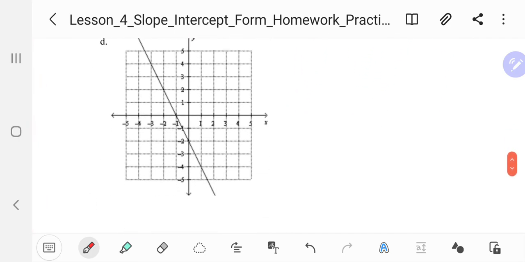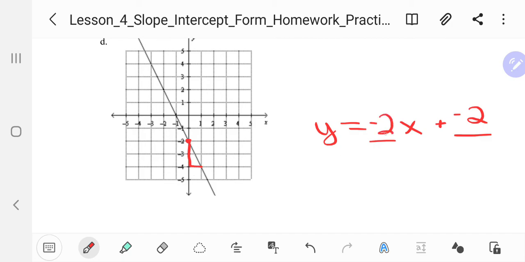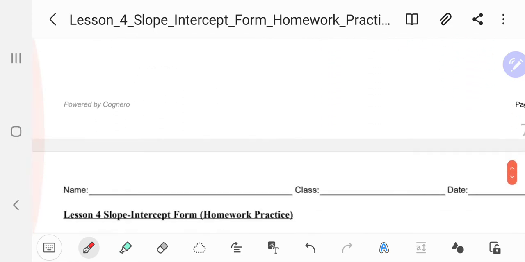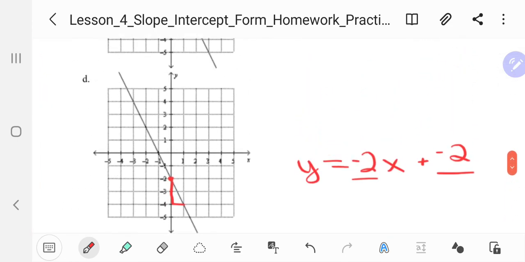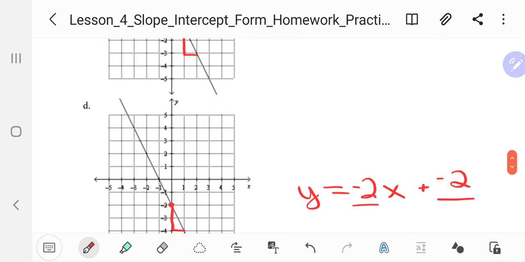All right, and this one is, we have our y equals blank x plus blank. We have a y-intercept of -2 and a slope of -2 over 1, but I can just write it as -2. Okay, and that is it, I believe. Yes, there you go. So that's quickly running through how I would have done the problems. Hopefully that helps you with a better understanding of this lesson.